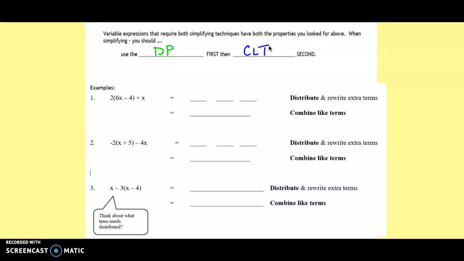So let's take a look at 3 examples together. So again, if I look at example 1, 2 times 6x minus 4 plus x. First, we're going to distribute and then rewrite those extra terms. So you should notice that here is my distributive part of my expression. So we're going to take a minute and we're going to distribute that first term. And again, it's kind of like 2 separate multiplication problems that we're putting our answers together. So 2 times 6x is going to be 12x.